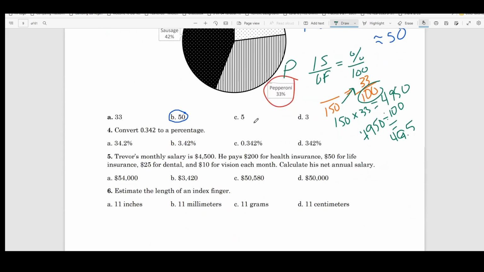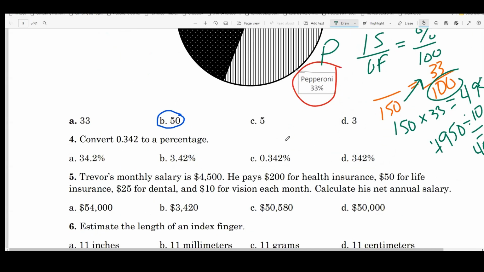All right, go ahead and try number 4 for me, please. Convert 0.342 to a percentage. This one should be super quick and super easy for everybody. Super easy, number 4.